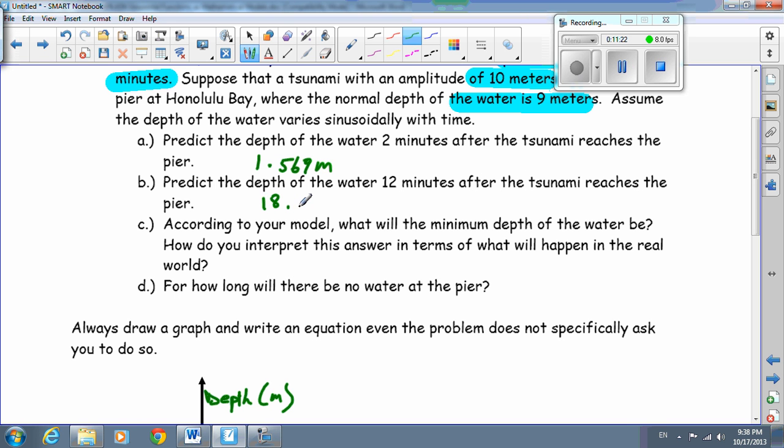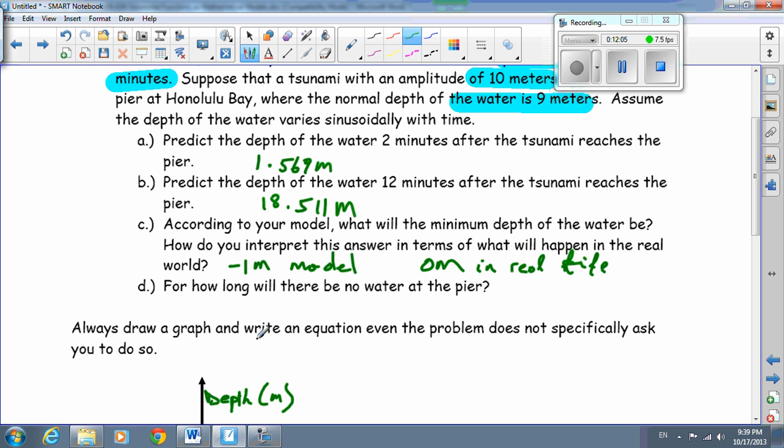After 12 minutes, you should get 18.511 meters. Note that these two are in your table. According to the model, what will be the minimum depth of water? Well, the minimum would be -1 meter. That's according to the model. But if you want to know exactly what it is, it will just be 0 meters in the real world, of course, because we cannot have a negative depth. In real life, it's 0 meters, but according to the model, it will be -1.